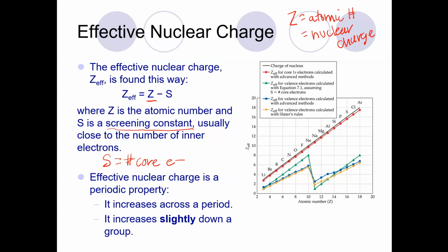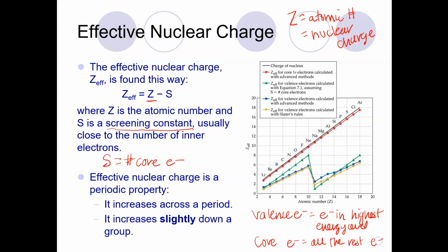So at the end of chapter 6, we had two vocab terms, valence electrons and core electrons. Valence electrons are the electrons in the highest energy level. And core electrons are all the rest of the electrons. So the electrons in all of the other energy levels.